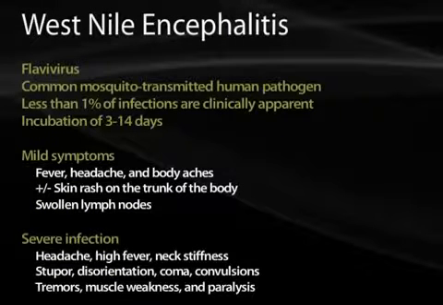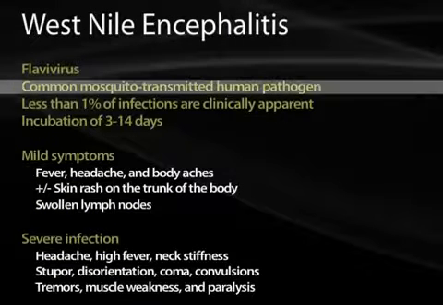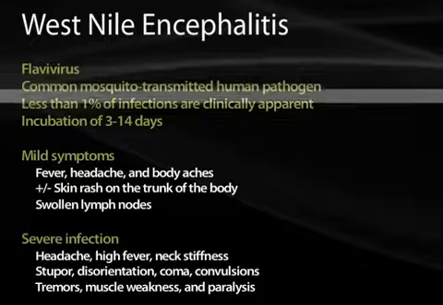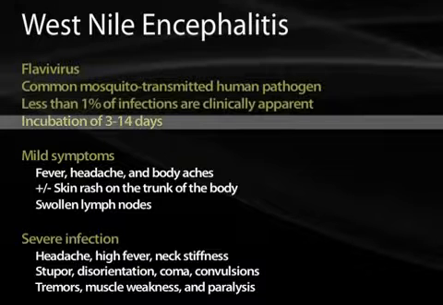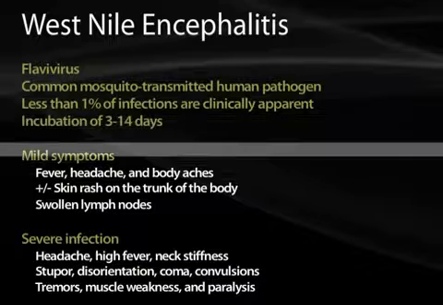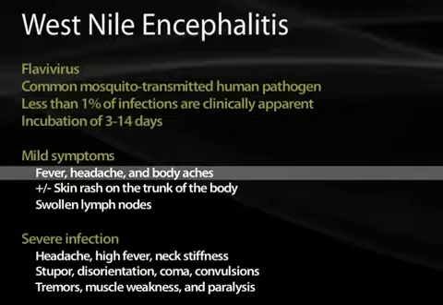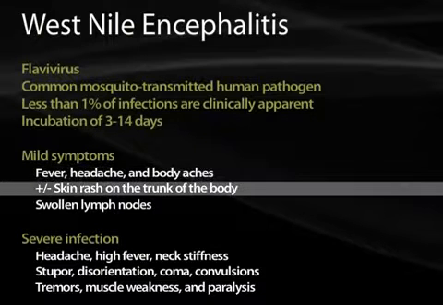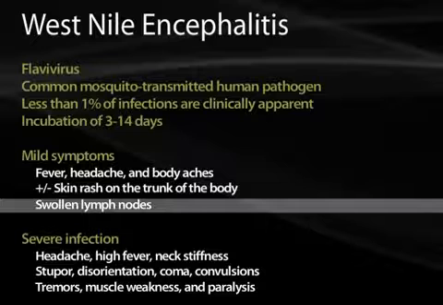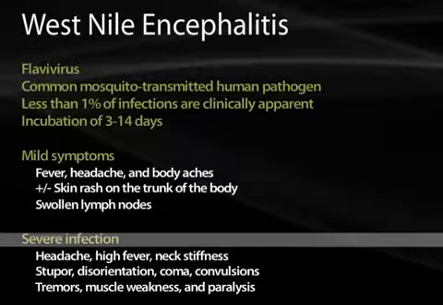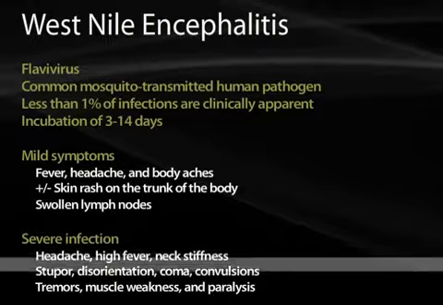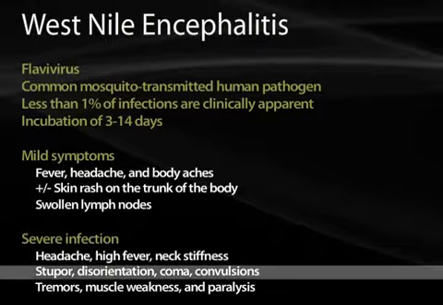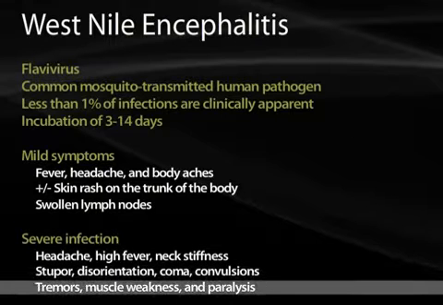West Nile encephalitis is also a flavivirus. It's a common mosquito-transmitted human pathogen. Less than 1% of infections are clinically apparent, and the incubation is 3 to 14 days. You often get mild symptoms such as fever, headache, and body aches. The skin rash is on the trunk of the body, and you get swollen lymph nodes. You can have a severe infection with West Nile encephalitis, including headache, high fever, neck stiffness, stupor, disorientation, coma, convulsions, tremor, muscle weakness, and paralysis.